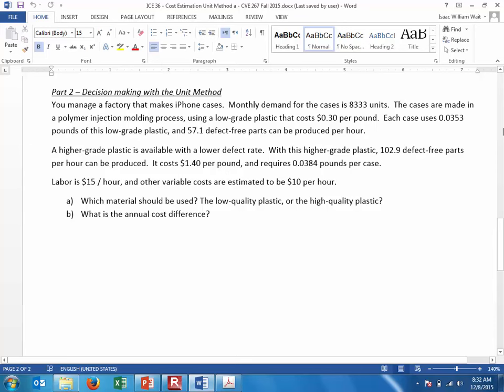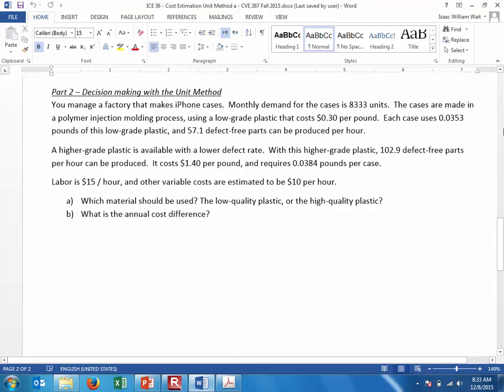So in part A, what I'd like you to do is calculate the total cost per month for both the low quality plastic and the high quality plastic. Find out what the total production costs will be, meaning both the labor cost, these other variable costs, and the material costs for both the low grade and the high grade plastic.